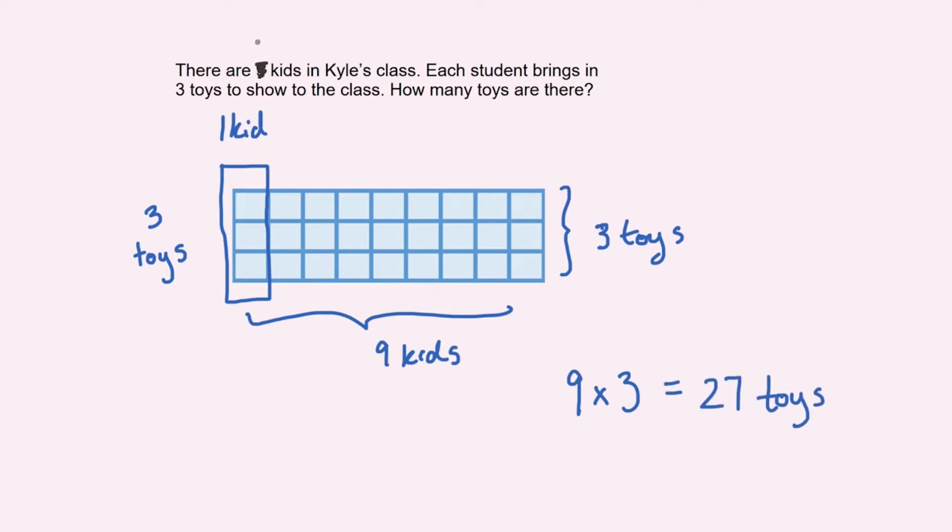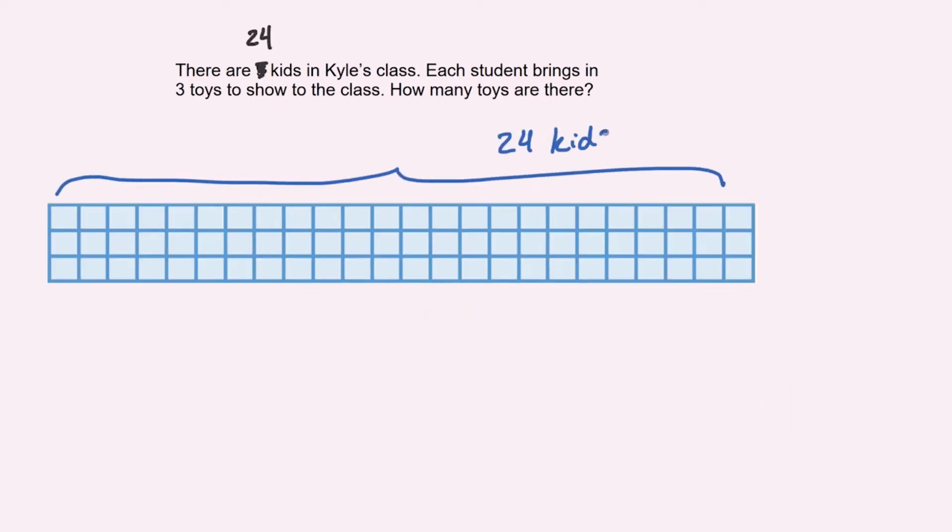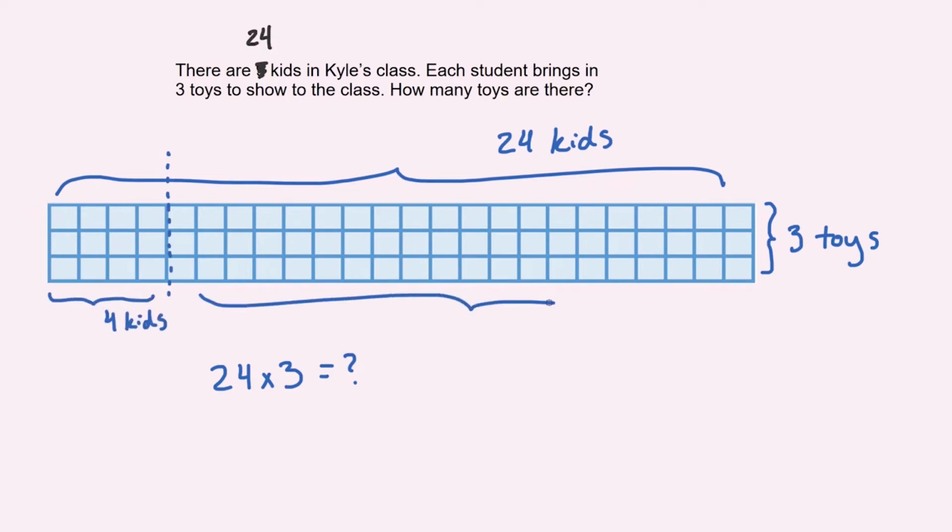Now imagine we have the same scenario, but there are 24 kids. How can we solve this problem? One way to do this is to basically break the number 24 into 20 plus 4 and multiply each of these numbers by 3. Why can we do this? Let's take a look at this rectangle. If we break it into 2 parts, one with 4 kids and one with 20 kids, we'll see that the problem is now turned into 4 times 3 plus 20 times 3.